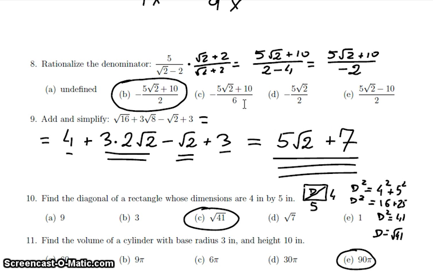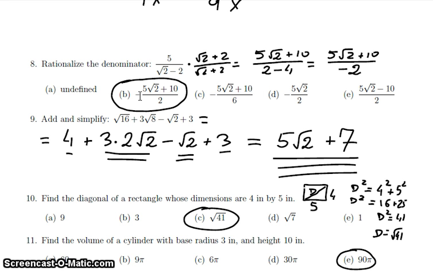Definitely not C because of the denominator 6. Definitely not D, different numerators. So it could be E or B. But this negative in the denominator could be pulled out in front of the entire fraction, and it becomes minus, and then 5 square root of 2 plus 10 divided by 2.